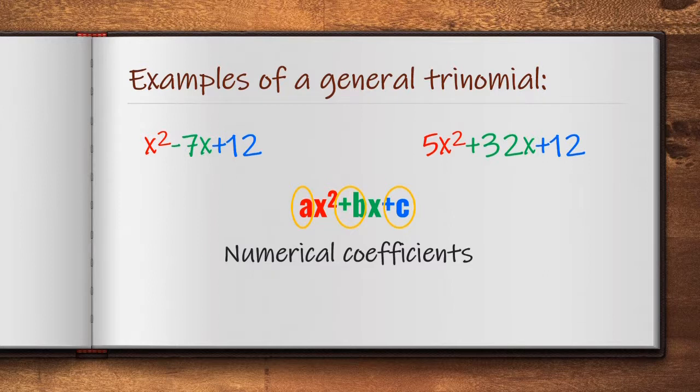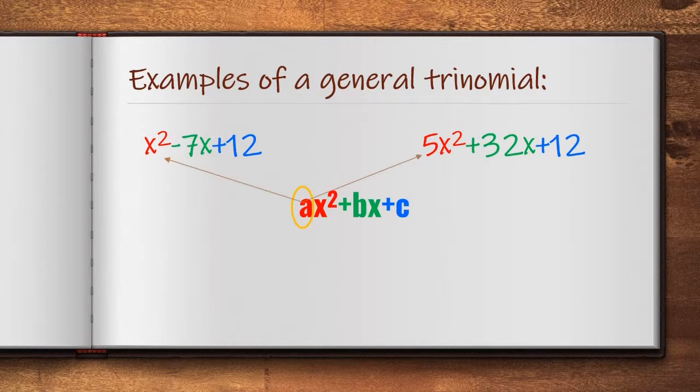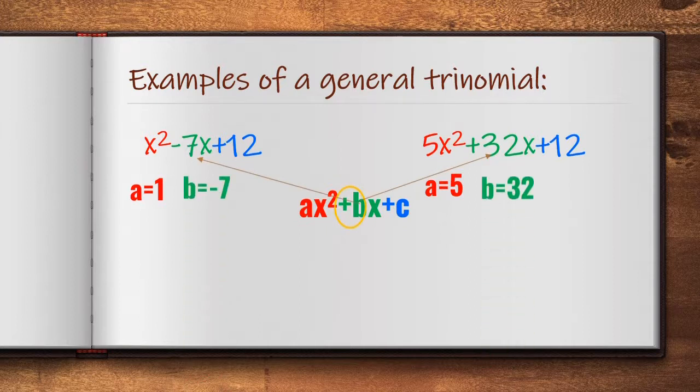The numerical coefficient of x squared is a. So, dito, a is equal to 1. Sa kabila, a equals 5. Then, the numerical coefficient of x is b. Here, b is equal to -7 and b is equal to 32. Now, c is the constant in the general trinomial. Wala siyang kasamang variable. Single all the way si constant.